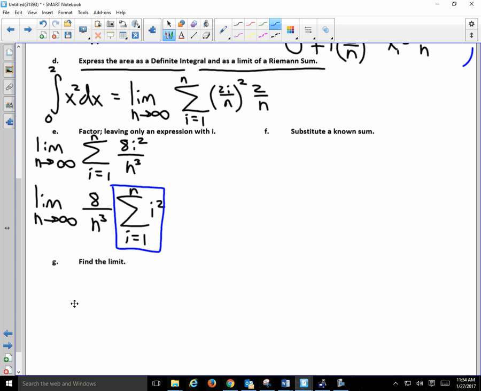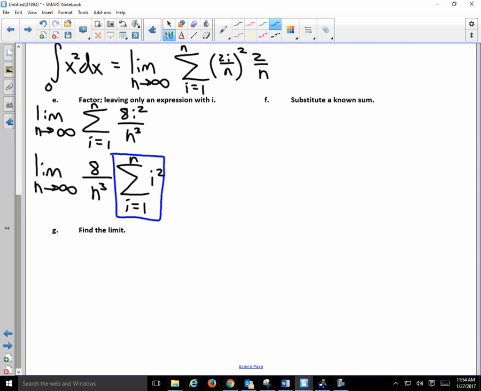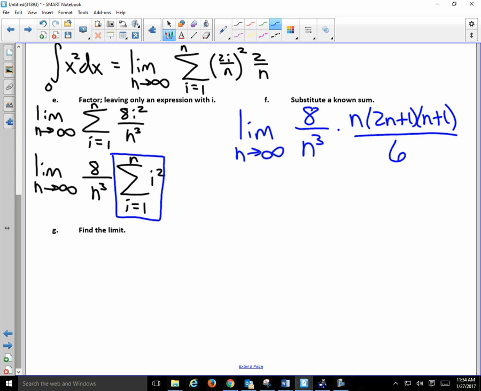Okay, YouTube people, I just went to the board and I showed them all the different sums that we come up with from doing our mathematical induction that we did at the end of last year. So we have the limit now as n goes to infinity of 8 over n cubed times, what do I put in the place of the summation from i equals 1 to n of i squared? n times 2n plus 1 times n plus 1 all over 6. So I replaced that with that. We know that that's the known sum. If you don't believe me, we can prove it. We'll use induction. You did it last year.